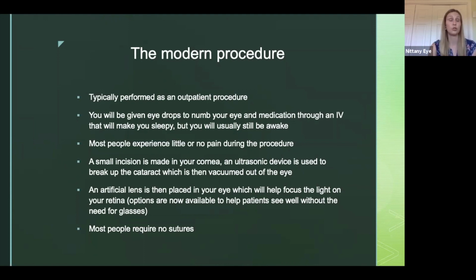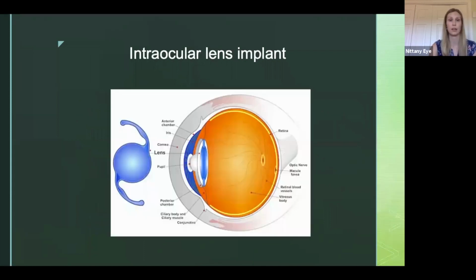Most people require no sutures. The incisions are so small that the eye usually helps seal itself and heal off. So there's no long waiting period. You don't have to hold still or do anything like that.